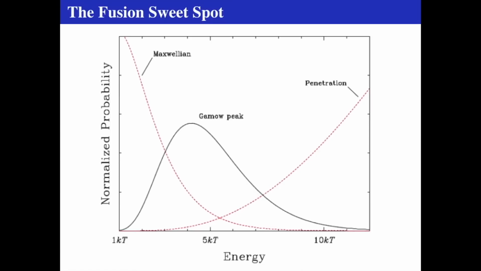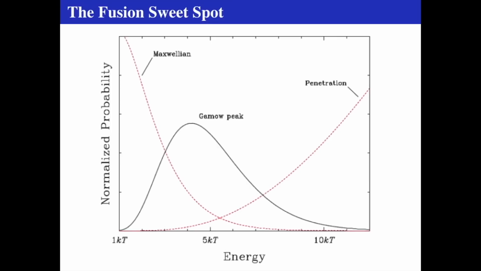And so if you merge these two curves, you get what's called the Gamow peak, which means at a particular temperature, protons with certain energies can actually get in, and they're roughly around 4 kT, which is roughly 4 times the temperature, 4 times the Boltzmann constant. So it's going to be a very, very high temperature, but the probability that this happens is still extremely low.